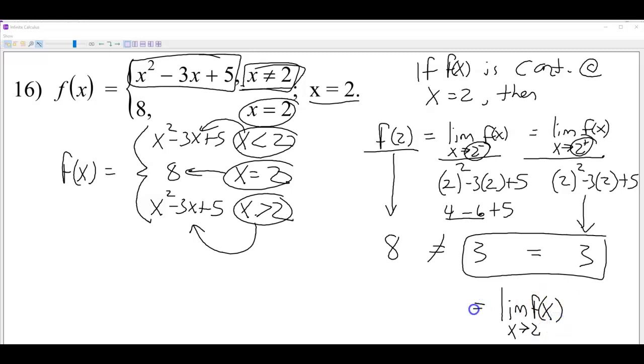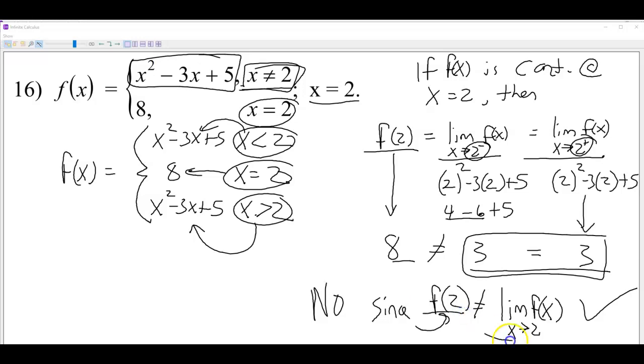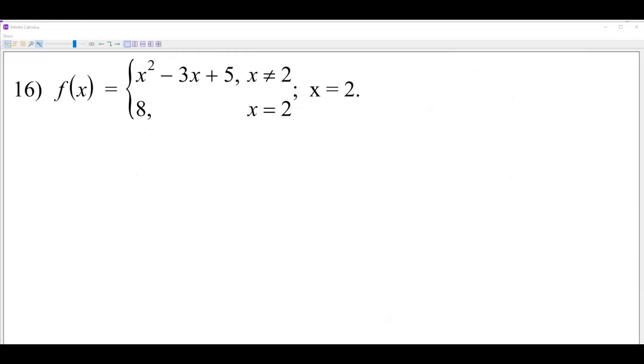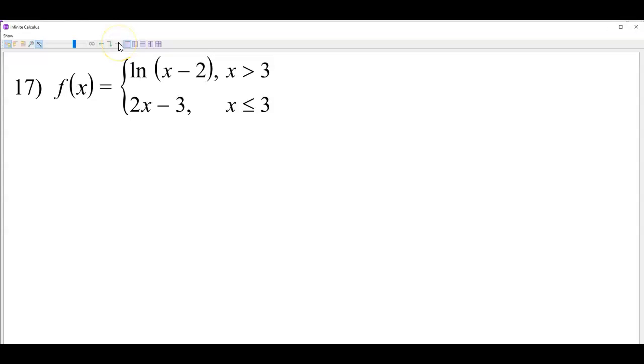Okay? It exists. But f of 2, even though it exists and you get 8, it's not the same thing. So this thing is not equal to those two. So we would say that in this case the answer is no. So is this function continuous at x equals 2? The answer is no, because the value of the function is not equal to the limit at that point. All right? Let's go ahead and take a look at another one here, our last one, number 17.